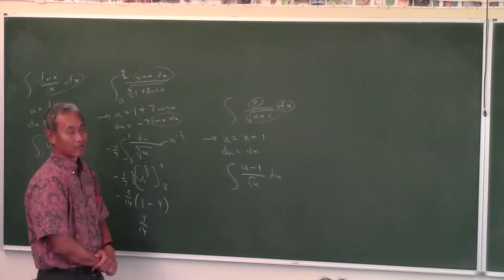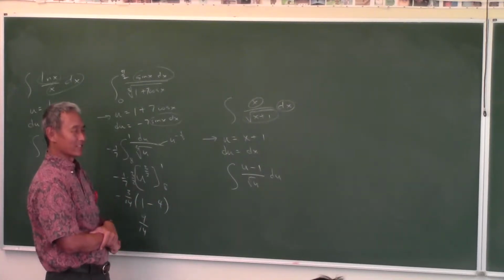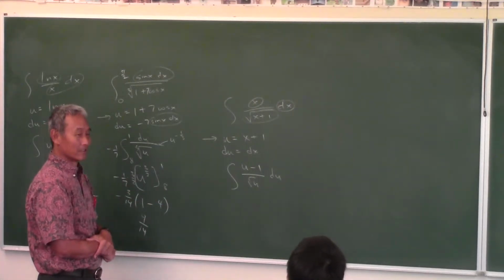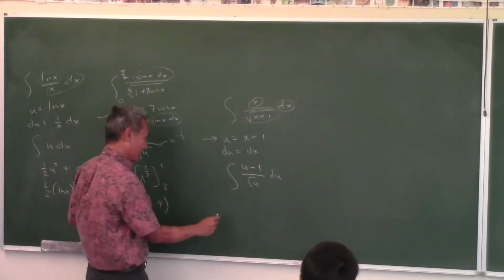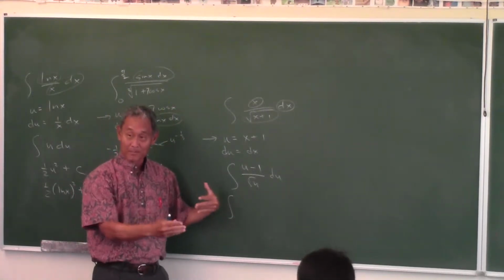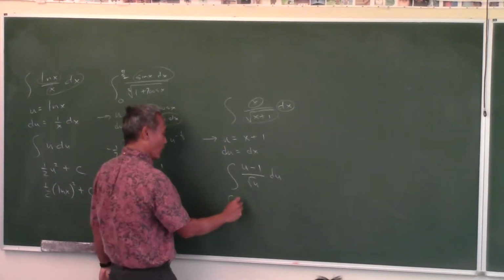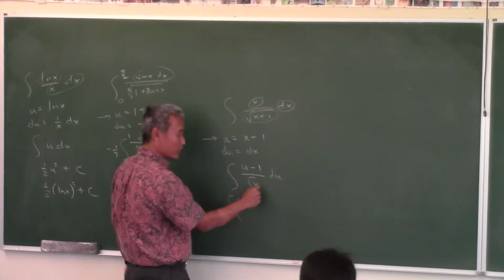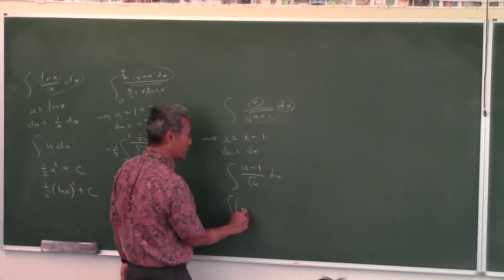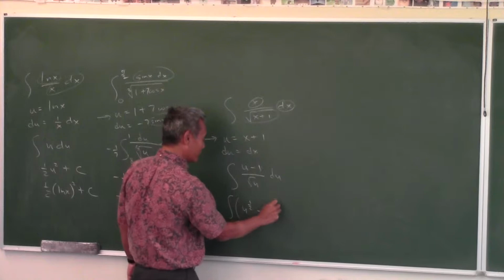How do I do that integral? Come on, these are all the techniques we learned last year. What do you do when you have a single term in the denominator? Lift and separate. Did you guys learn lift and separate? Like split it up into separate terms. So what is u over root u? Root u, u to the half, minus what is 1 over root u? u to the negative half.